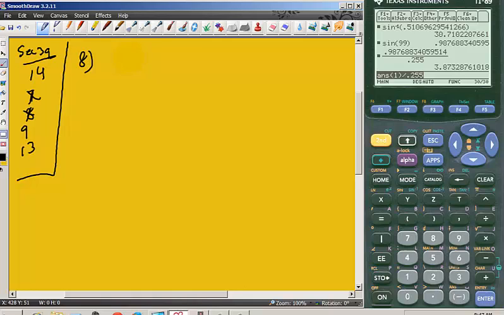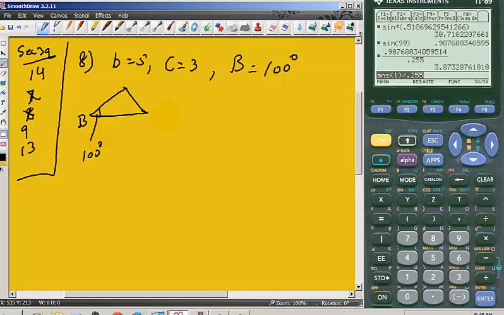My 8, it says B is equal to 5, C is equal to 3, angle B is equal to 100 degrees. Again, I'm not going to draw it to scale. I'm going to put my B here, and call that 100 degrees. That means that's going to be the 5, and that's going to be the 3. So that's going to be the angle C, that's going to be angle A.